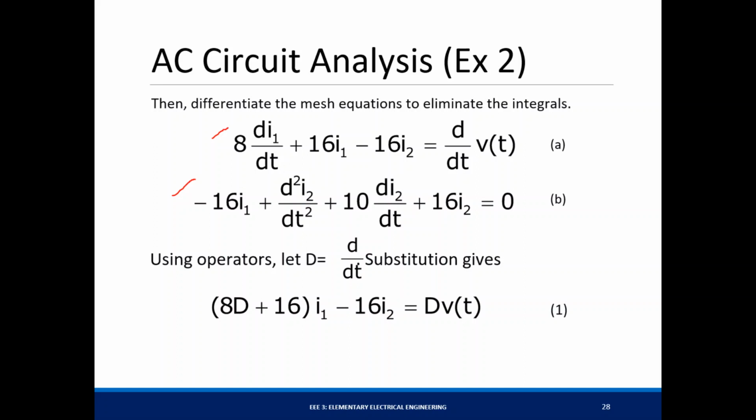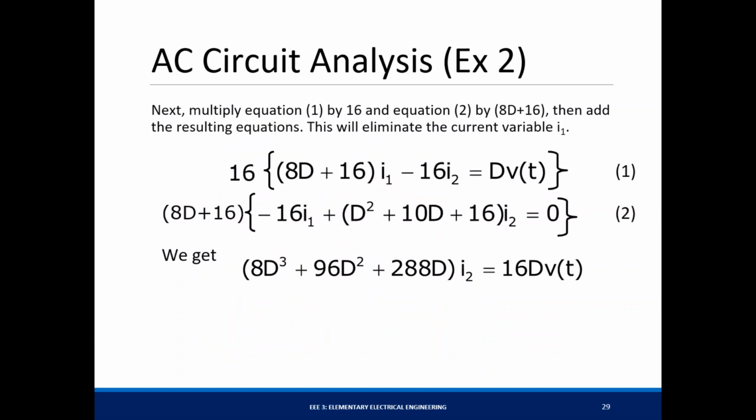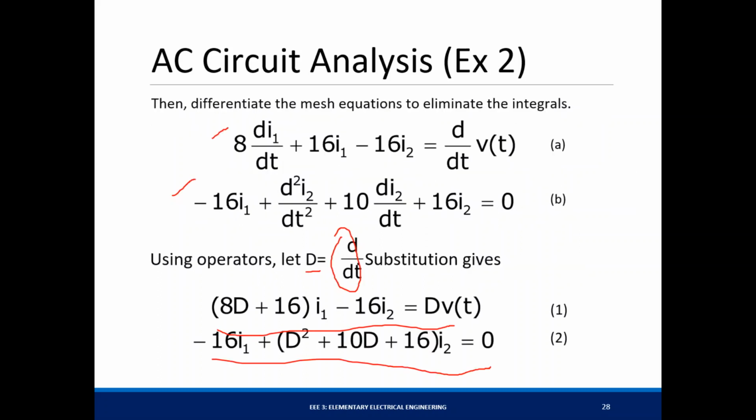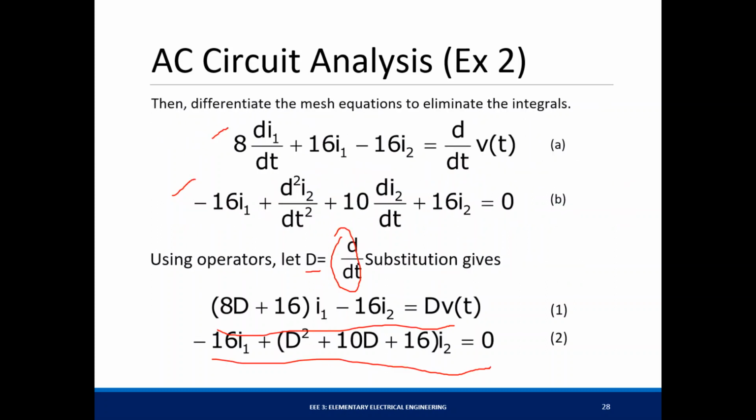It's actually tedious to write the expressions of the derivative, so let's just let the derivative operator D be equal to this. You substitute that, and you get this expression for equation 1 and this expression for equation 2. Next, we just need to solve it simultaneously. We have to cancel the current expression for i1. Sorry, we want to cancel i1, not i2.